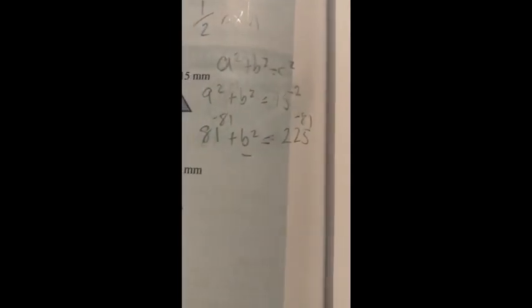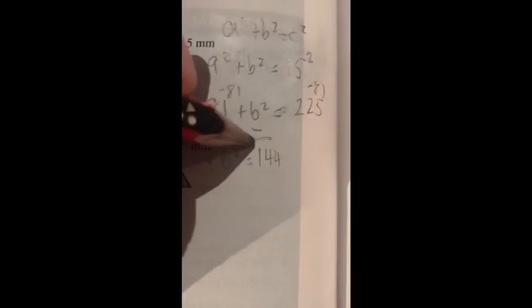Now we need to do a linear equation. We need to get our unknown on its own. So we've got a minus 81 to both sides. Leaves us with b squared equals 144. Now to find b, we need to square root both sides. Thankfully, 144 is a friendly number, and that's going to make us have b equals 12.